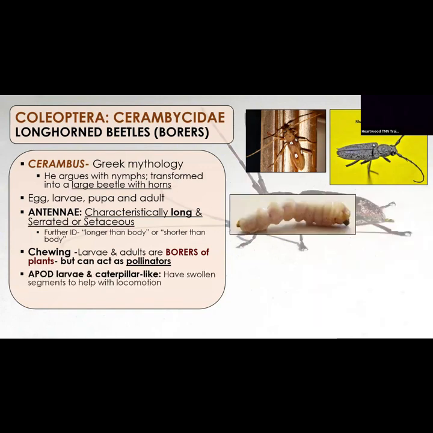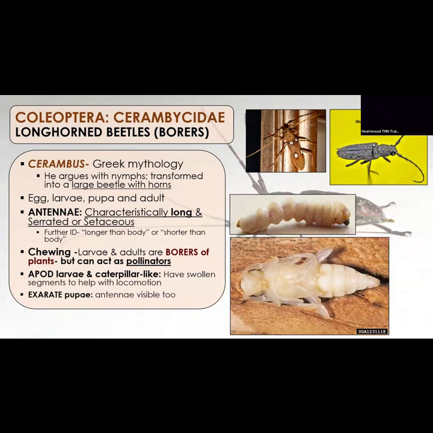So they have apod larvae. So their larvae have no legs, but they've got these little swollen appendages to help them move along. And they have exarate pupa. So look at that. That's their antennae. Isn't that cool? This is a really good pic. So that's exarate, right? You can see the parts. They're not fully enclosed.